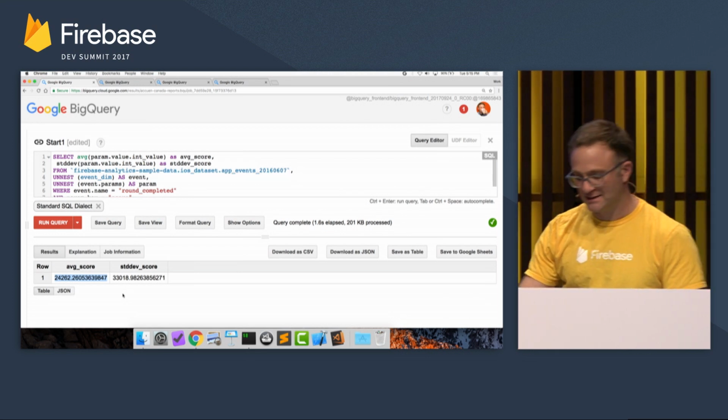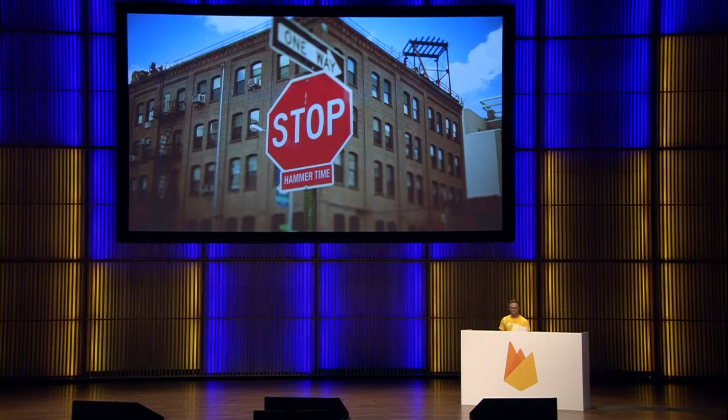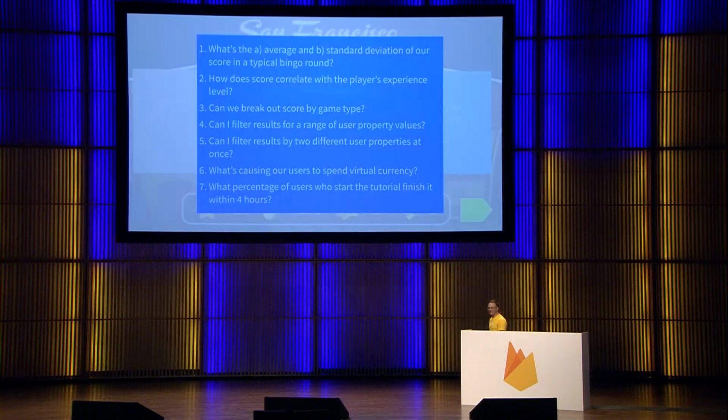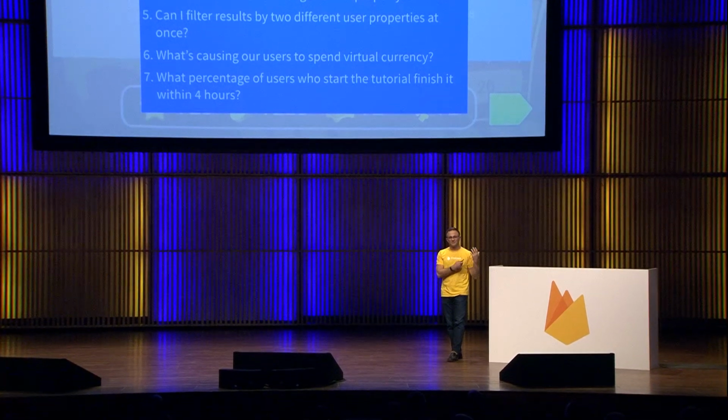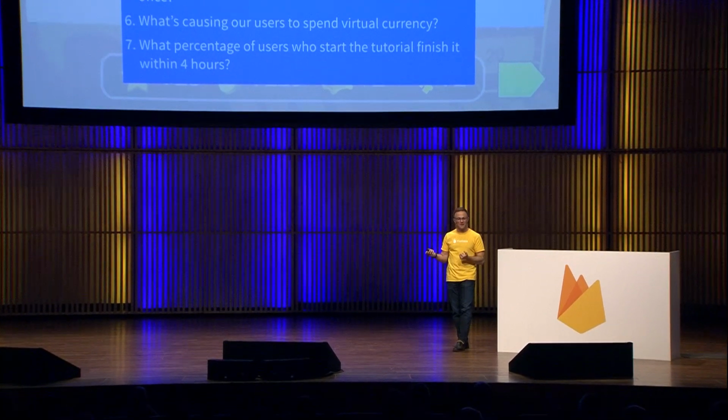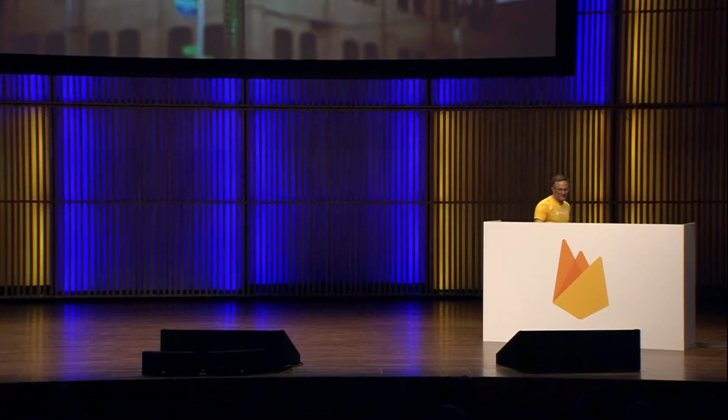So let's jump back to the slides. And basically, it looks like we now have our first question answered. So we now know the average and standard deviation of a score in a bingo round, and in general, how to query specific event parameters. So let's look at this next one. How does our score correlate with a player's experience level? So what we're doing is we're trying to find a correlation between an event parameter and a user property. So let's jump back into our demo and see how we can get that one going.